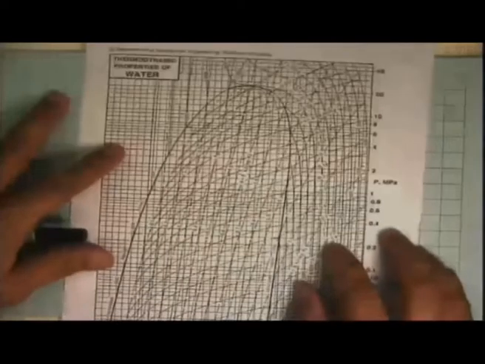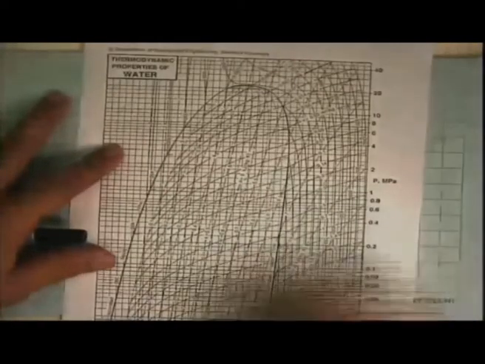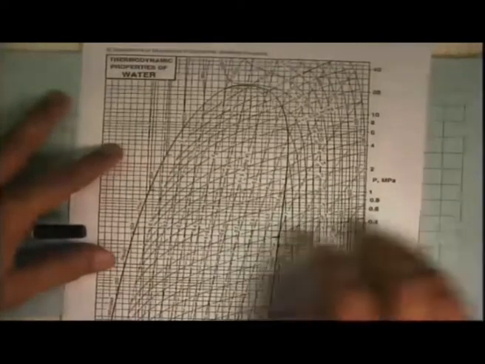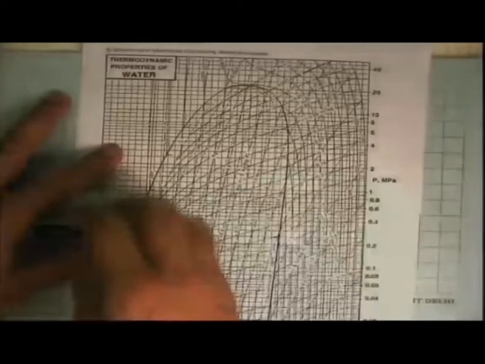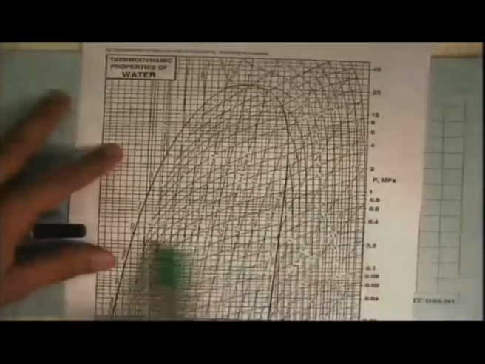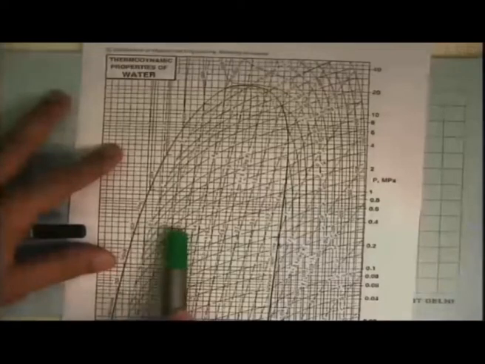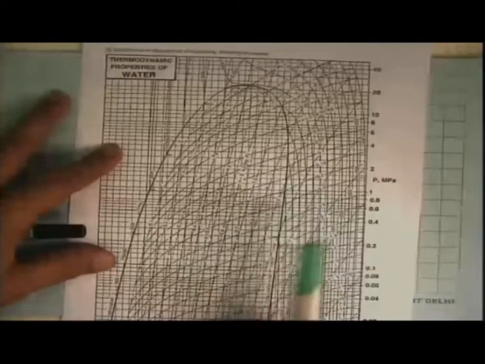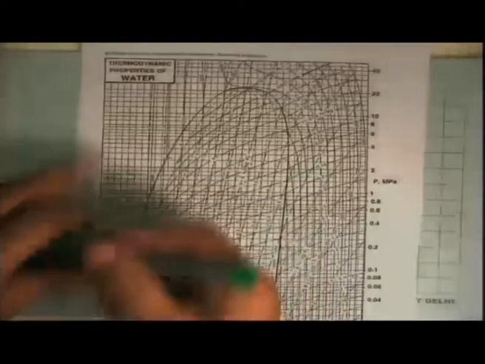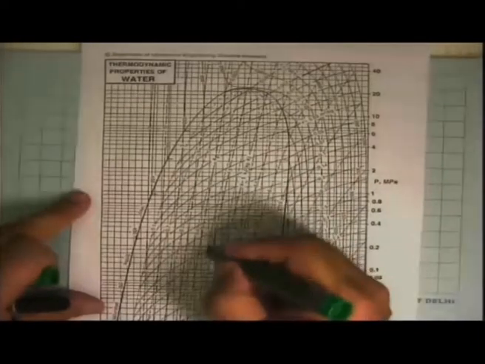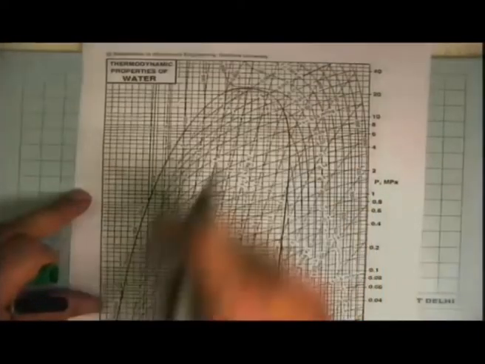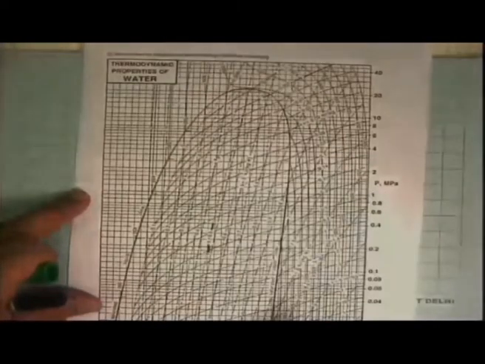And from this, you can see there are many other lines on this. So let's spend a few minutes trying to figure out what they tell us. The first is a set of lines that you can see here. It says 0.1, 0.2, 0.3, 0.4, and 0.9. And here it says x is equal to 0.5. So these lines inside the dome are lines of constant dryness fraction.